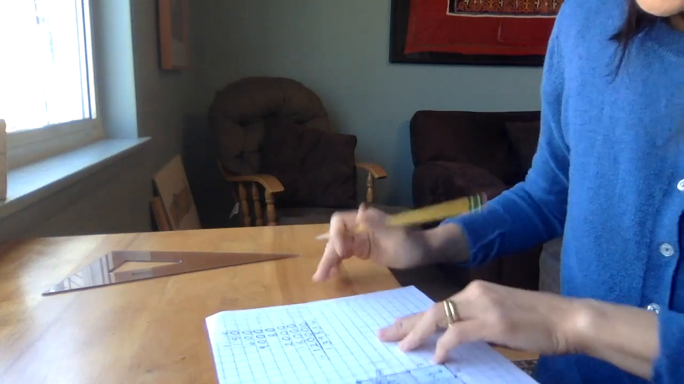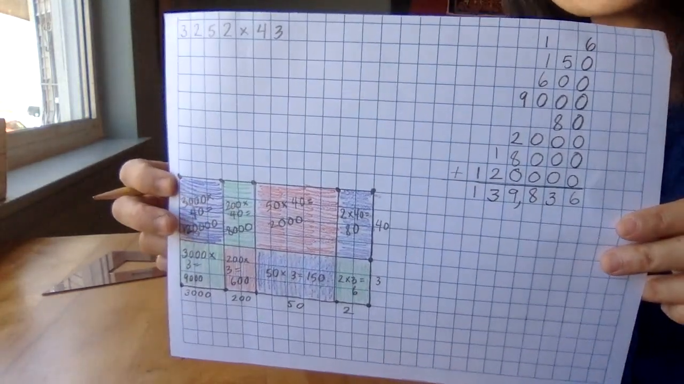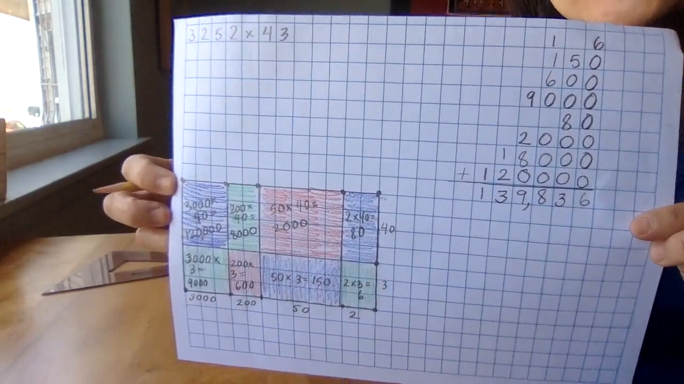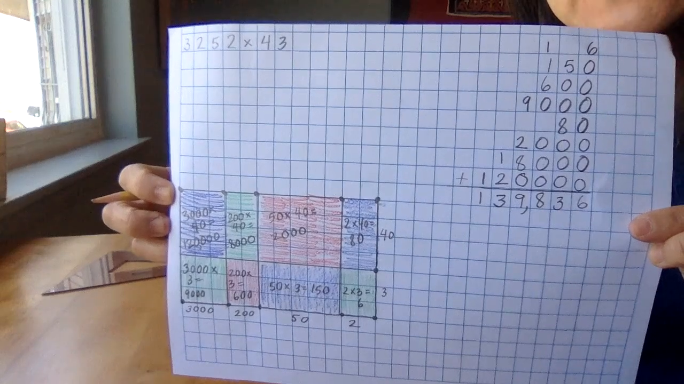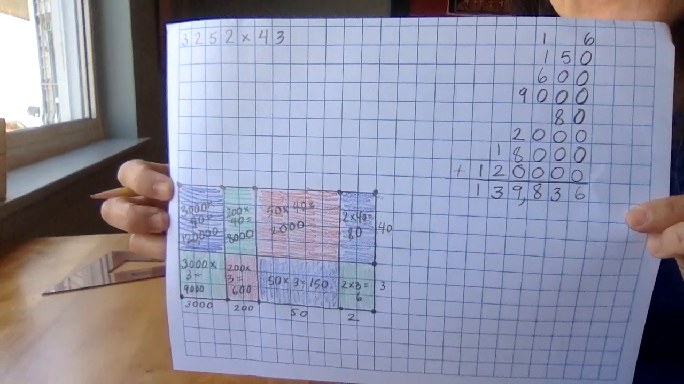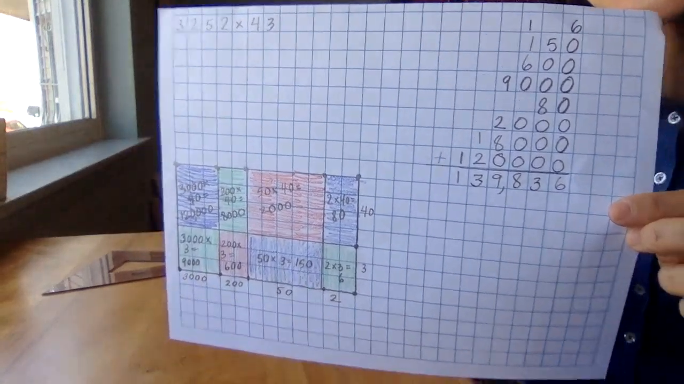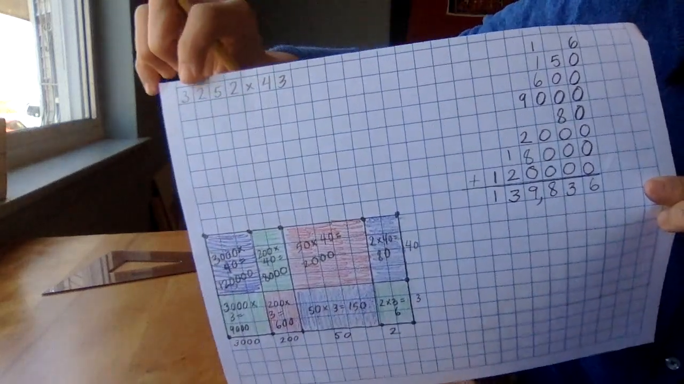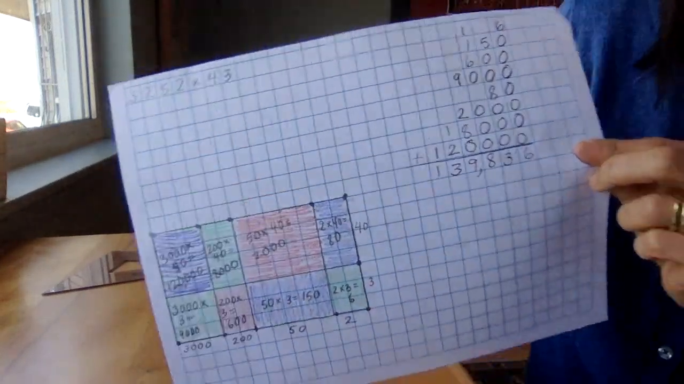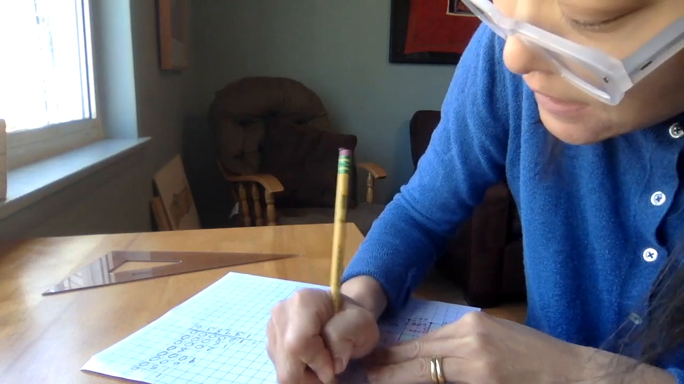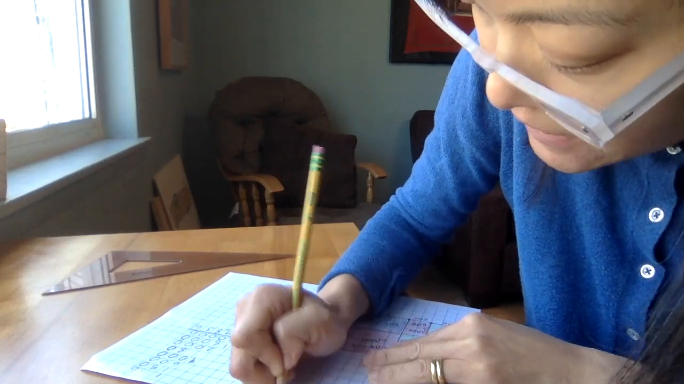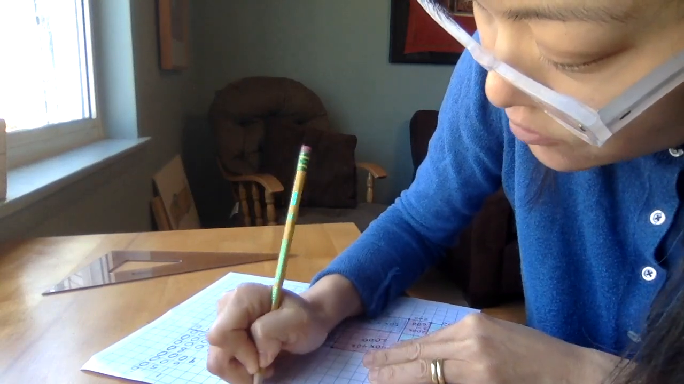Okay, so our answer, when we add up all those parts, we have 139,836. Okay, so at the top number right over here, the problem that we created, I'm going to write the answer, equals 139,836. Okay?